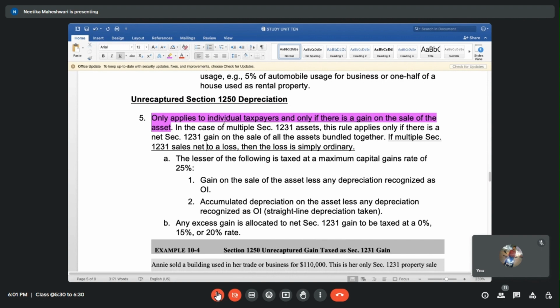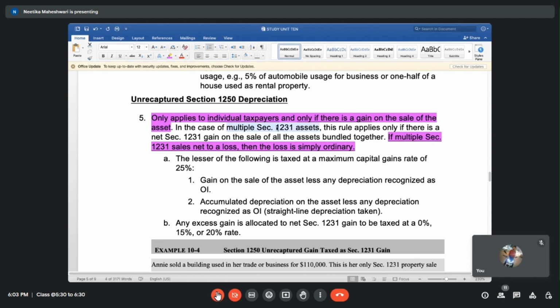In case of multiple section 1231 assets, this rule applies only if there is a net gain on the sale of all assets. There's more than one asset, just making it more complicated. I can understand that, but don't get overwhelmed with all these things. These are still simple rules. If there's one asset, there has to be a gain on that asset. But what if there are 10 assets that we are selling and five of them are giving gains, five of them are leading towards losses? Then you net off all the gains and losses. If there is a net gain, and if multiple section 1231 sales net to a loss, then that loss is ordinary.